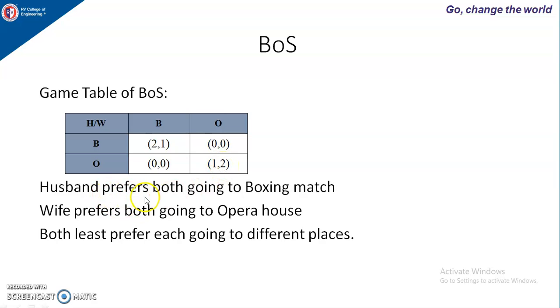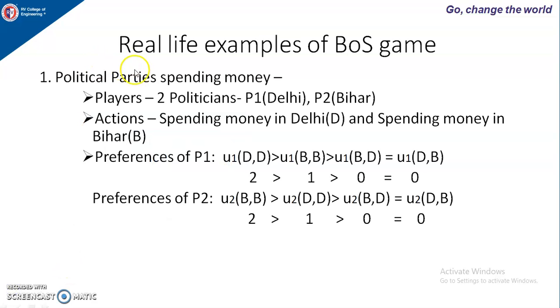Here husband prefers both going to boxing match, wife prefers both going to opera house. Both least prefer each going to different places. Real life examples of BOS game. First one is political parties spending money. Here the players are two politicians. Player 1 is from Delhi and player 2 is from Bihar. The actions available to the players will be spending money either in Delhi or spending money in Bihar.